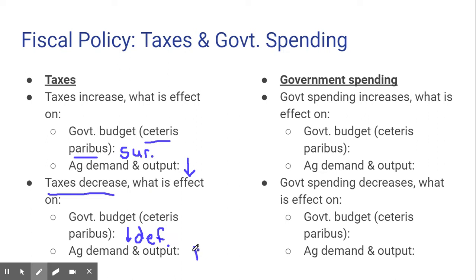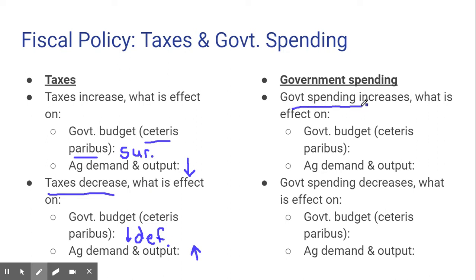And aggregate demand and output will increase because now, think of the tax multiplier, people have more money in their pockets. They're going to spend it in the economy, consumer spending, business spending. It's going to increase output and aggregate demand. All right, flip over here.